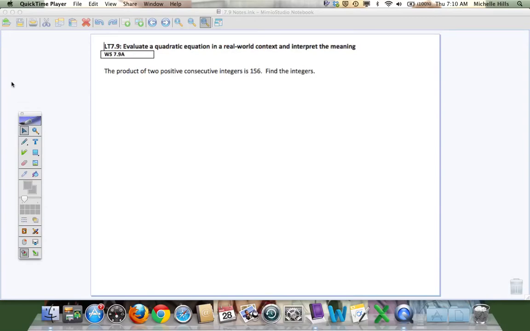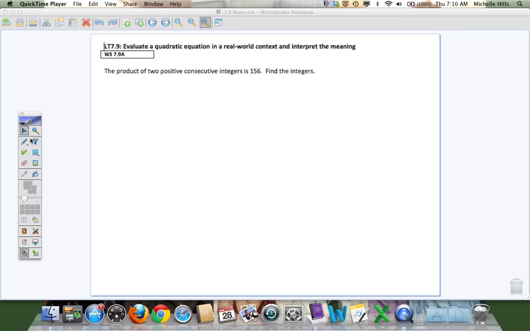It's important to note that Learning Target 7.9 says to evaluate a quadratic equation in a real-world context and interpret the meaning, which means if all you do is play around with your calculator and find the right answer and write the correct answer down, you're not going to get any credit for that. This is, can you read a problem, write and solve a quadratic equation to answer the question.